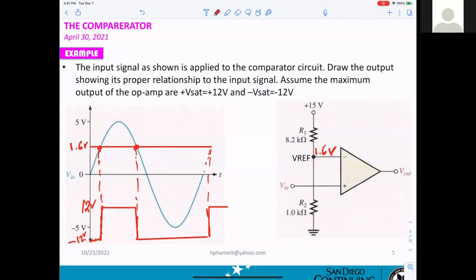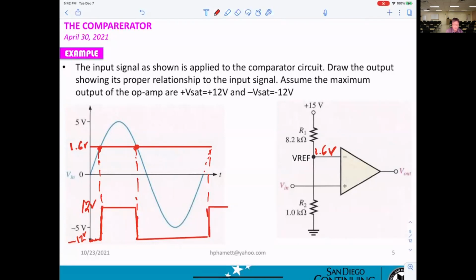Hey, Mr. Pham, I must have messed up. How did you get the 1.6? You take 15 volts times 1K, divided by 1K plus 8.2K. Voltage divider. Yeah, that's what I thought, but maybe I just messed up on my calculation. I thought it was a voltage divider. Okay, thank you. Yeah, that's just a voltage divider.